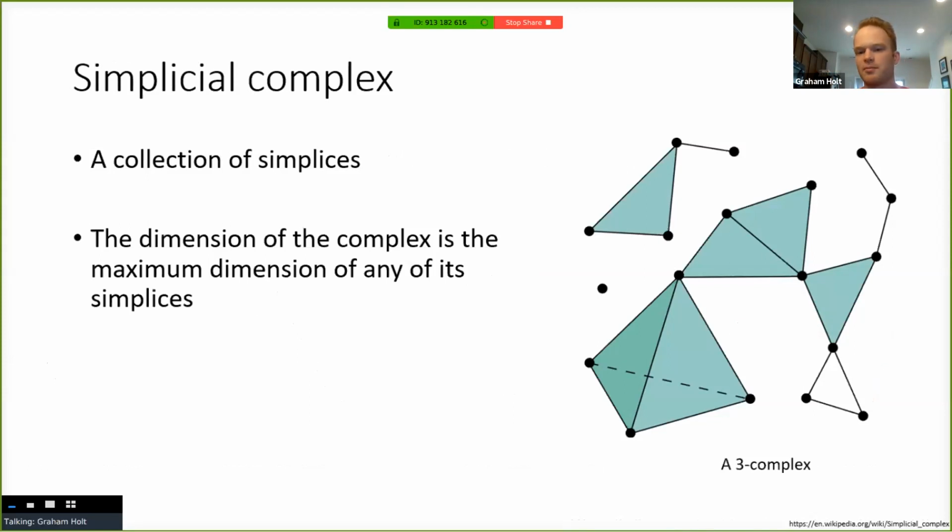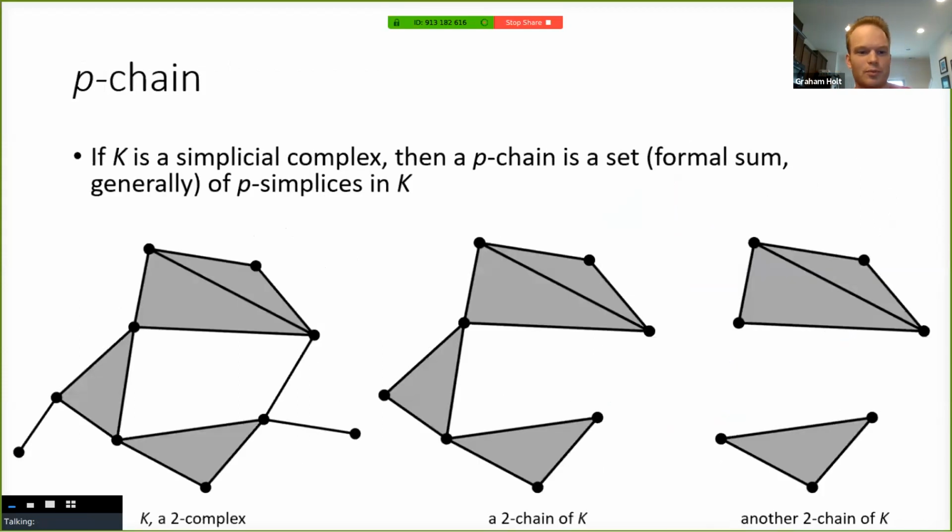And you can think about the dimension of a simplicial complex as the maximum dimension of any of the simplices. Here I'm showing you a 3 complex. These are the objects that we're going to be working on mostly throughout this talk and also in the paper. So some more terminology related to simplicial complexes. There's this idea of a chain. A P-chain is a formal sum, and because we're working with coefficients of 0 and 1, we can just think of it as a set of P simplices in K.